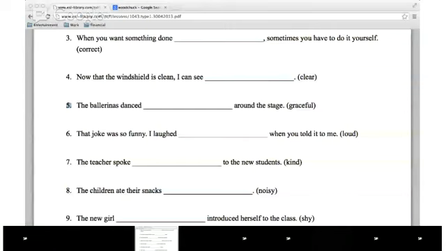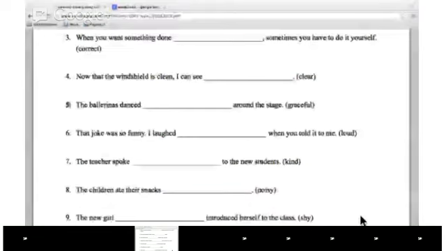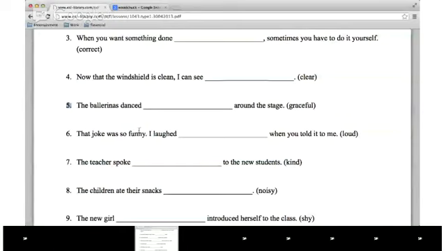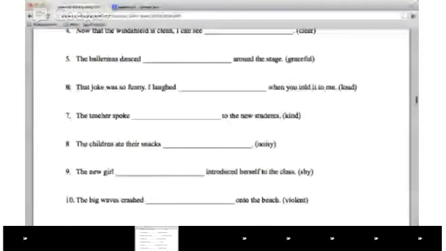Yes, teacher. Number 5. So, the ballerinas danced gracefully around the stage. Good. Yes, gracefully around the stage. Gracefully. Excellent. All right. Number 6.